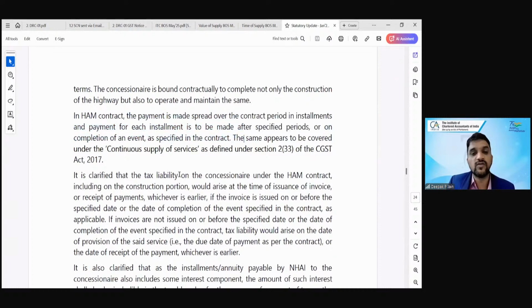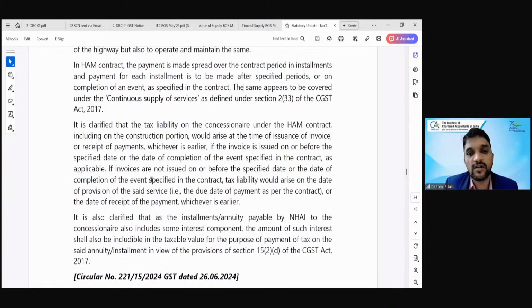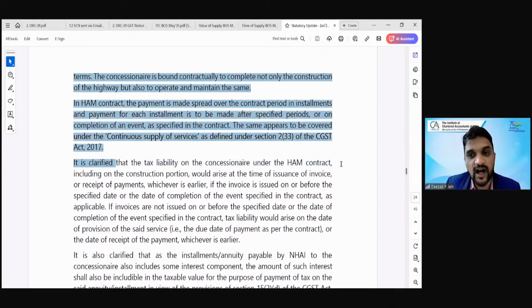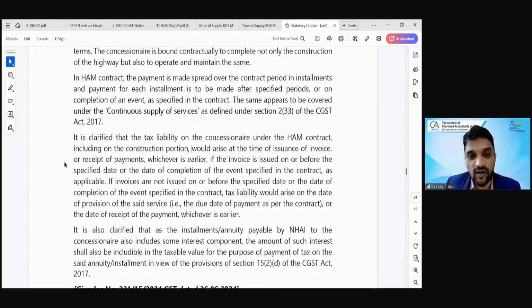So it is similar to continuous supply, because you are providing a supply for more than a period of 3 months, and it satisfies the condition of continuous supply. So what is the time of supply for continuous supply of services? That is what will apply here. That is what they are concluding, saying that it is clarified that the tax liability on the concessioner under the HAM contract, including the construction portion, would arise at the time of issue of invoice or receipt of payment, whichever is earlier.